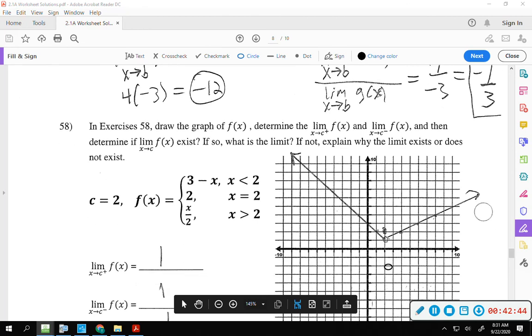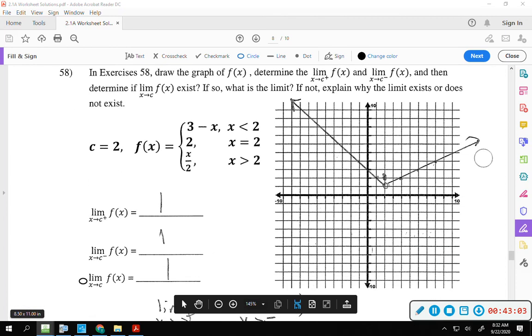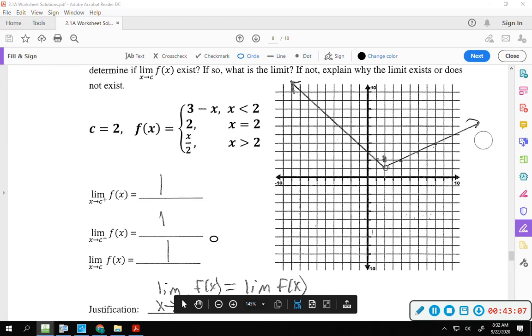Once you have it graphed, what is the limit as x approaches c? Remember, c is 2 in this problem. From the right, we're getting closer and closer to 2, and the y value is getting closer and closer to 1. The limit as x approaches c from the left is also 1. Therefore, the limit as x approaches c is 1, even though f at 2 is 2.